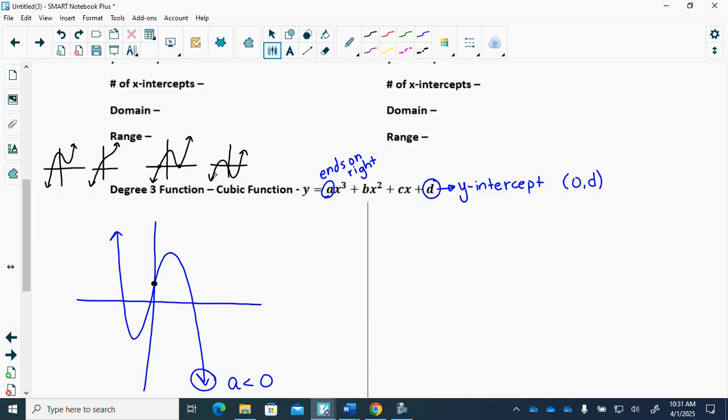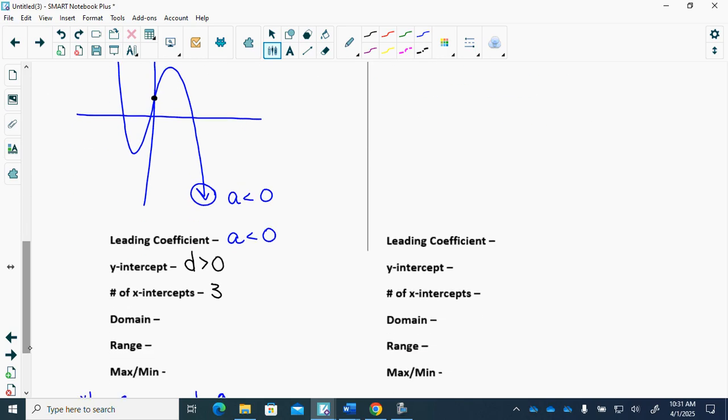Yes. So what's the domain of this function?